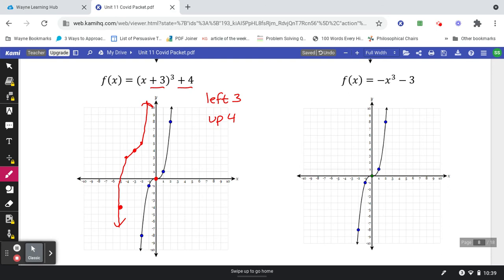All right, the negative in front of the next one is going to flip it down. And then the minus 3 at the end is going to move it down 3. So we'll start with our point in the middle, move it down 3. My shape looks like this right now, and I want to make it look like that, almost like it's swooping down on the right. So we're going to do it like this.